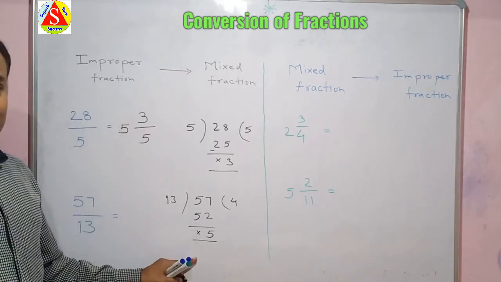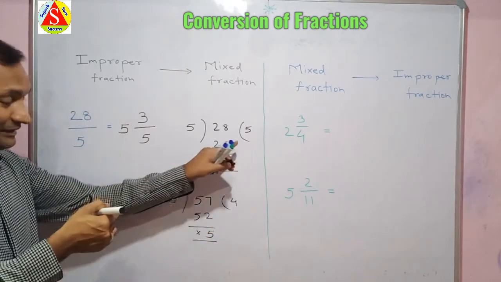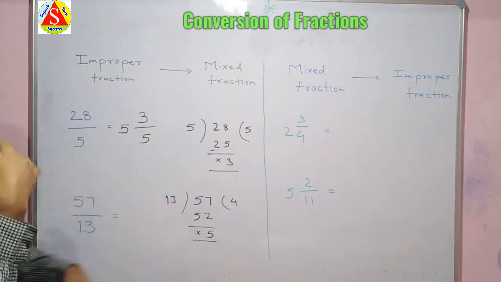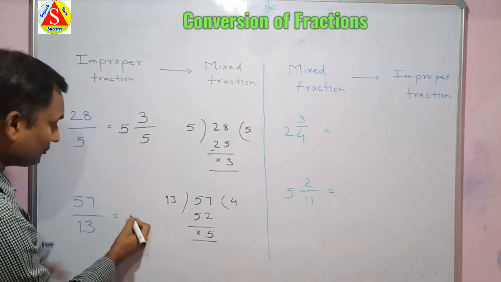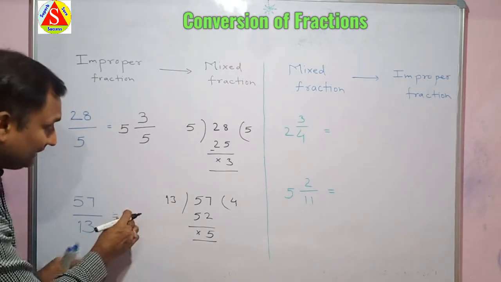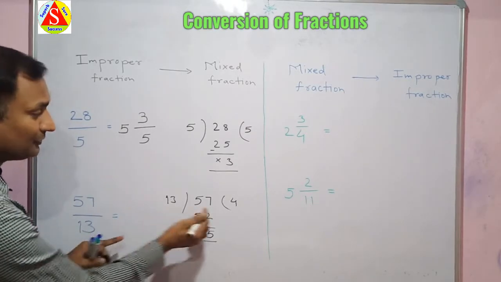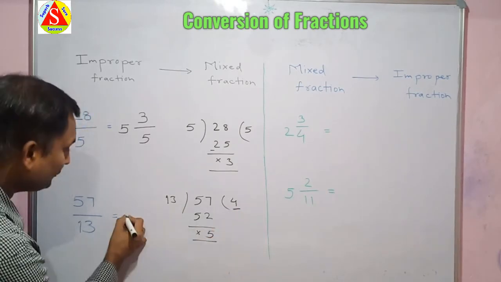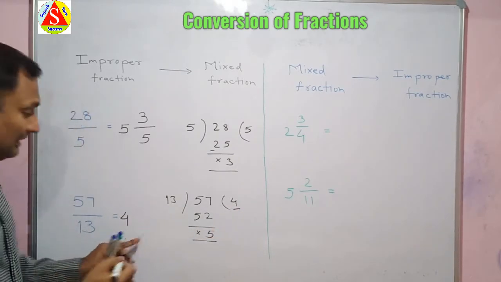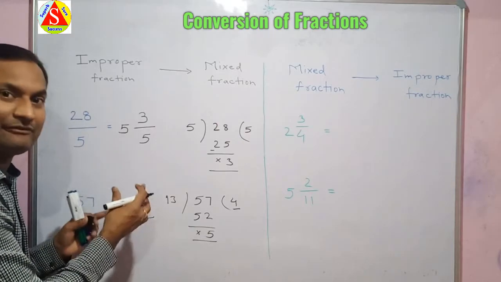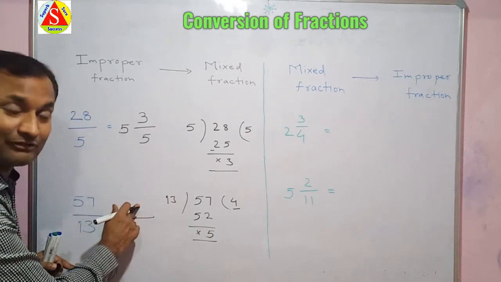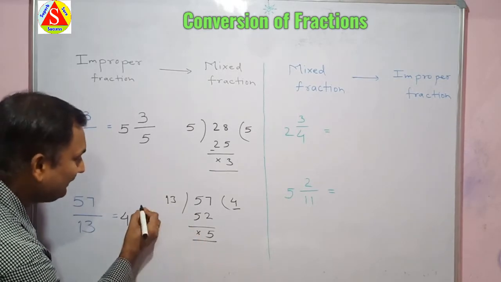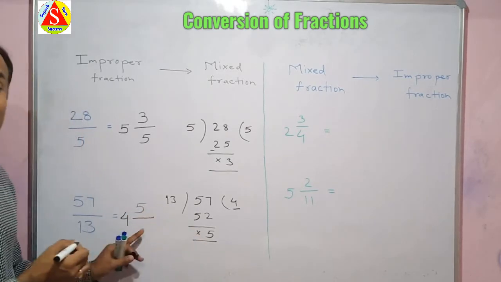Now dear students, as we have seen in the previous example, to write it in mixed fraction form, first of all we have to write the quotient term. Here the quotient is 4, so we will write 4. Then after that we have to write the numerator of the proper fraction. So what will be the numerator? The remainder. The remainder here is 5.